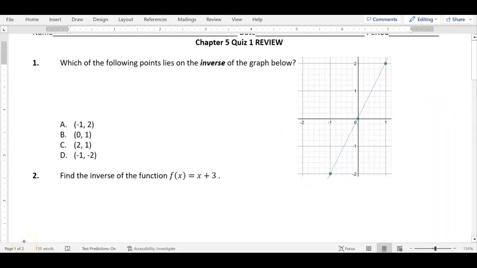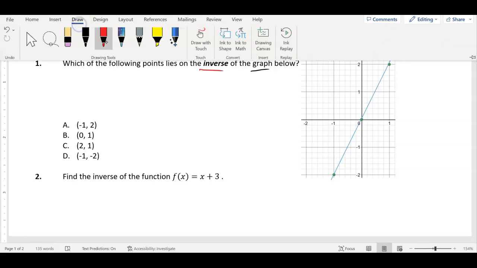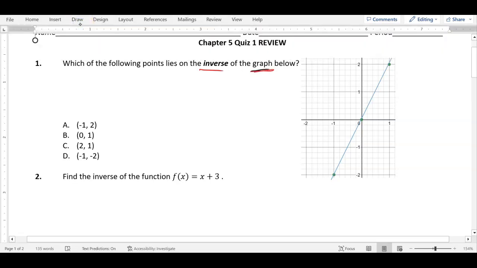All right, we got our Chapter 5 Quiz 1 review. Your quiz will be just like this. So, check it out. Which of the following points lies in the inverse of the graph? So please remember, inverse is when you take x and y and you switch it. So you're going to see points on a graph.